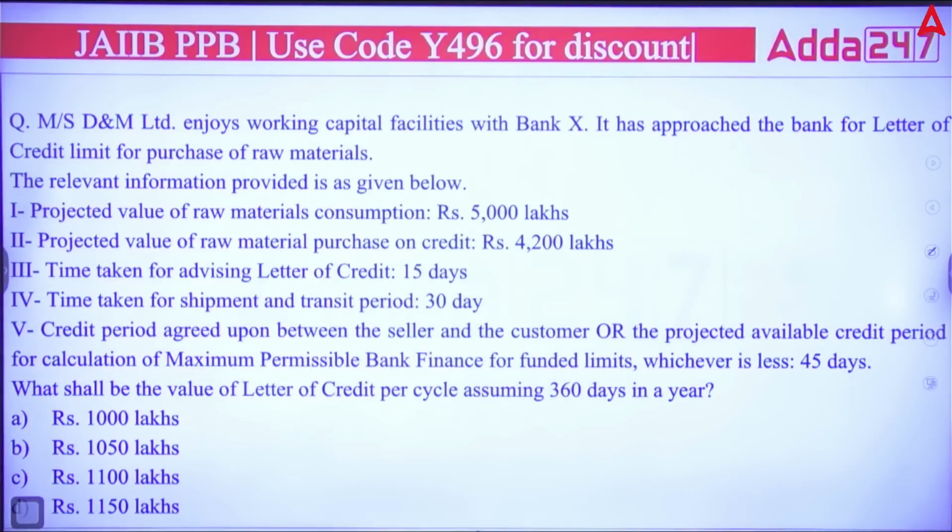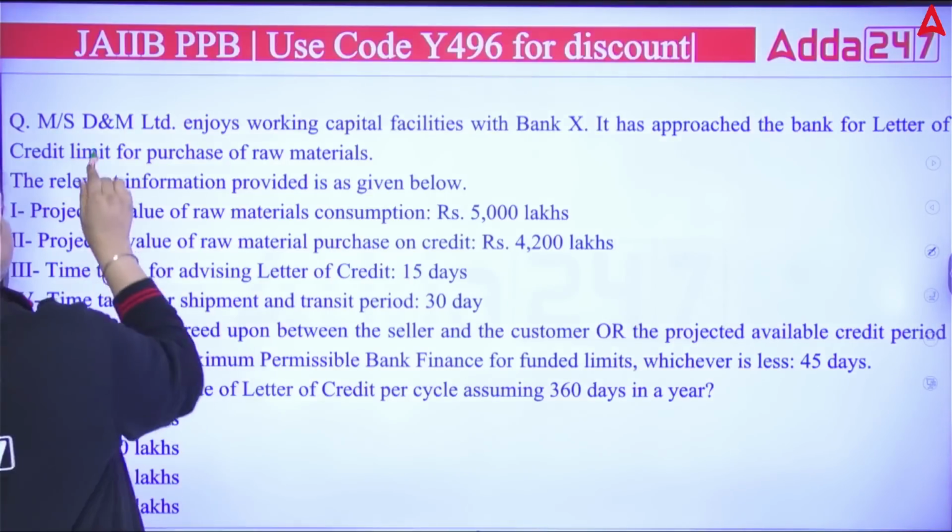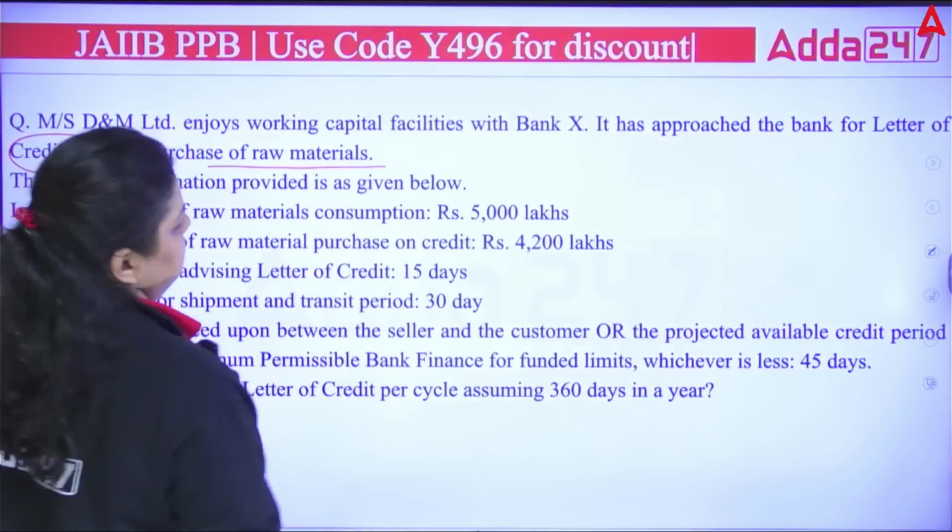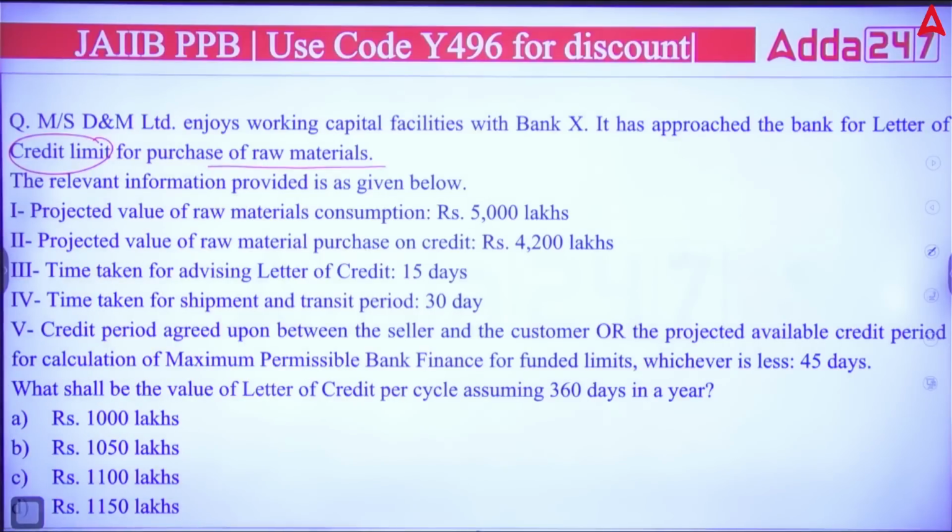Everything is given. You have to again calculate the letter of credit limit for purchase of raw material. So see, the relevant information provided is as given below. First, projected value of raw material consumption is 5,000 lakh. Projected value of raw material purchase on credit is 4,200 lakhs. Time taken for advising the letter of credit is 15 days. Time taken for shipment and transit period is 30 days.